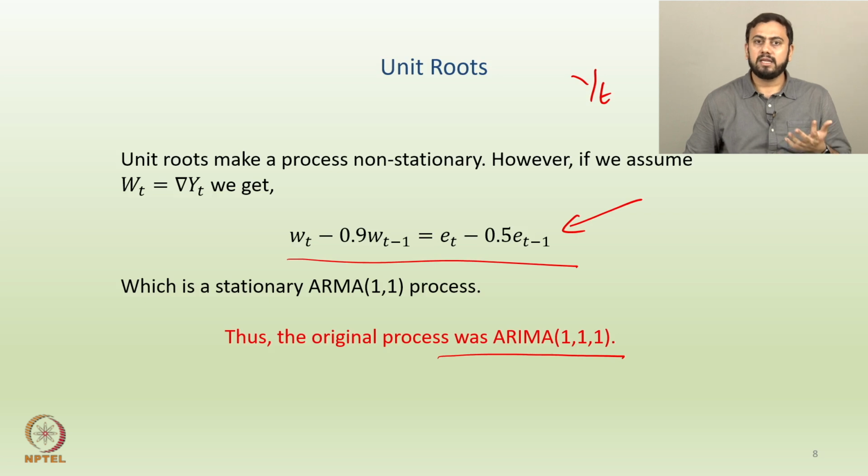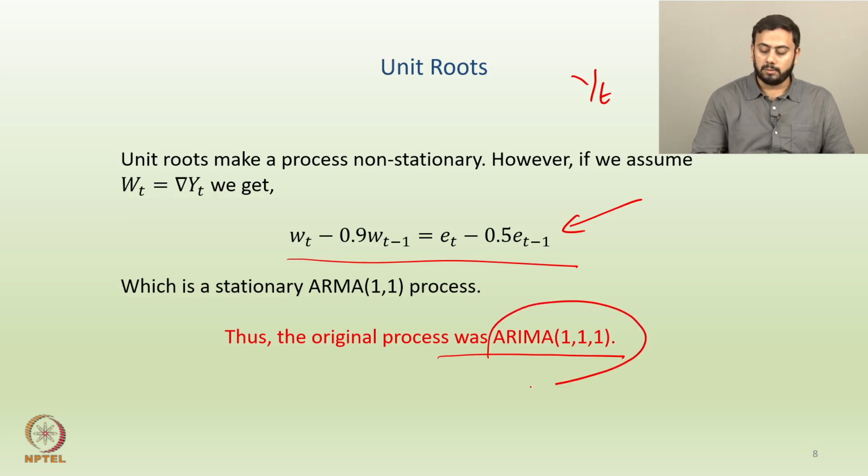And why exactly? Because you are differencing it once and you are getting hold of a stationary ARMA 1, 1 process. So, the original process has to be ARIMA 1, 1, 1. And since in the original process you had a unit root, unit roots make a process non-stationary, because an ARIMA process is an example of a non-stationary process to start with.